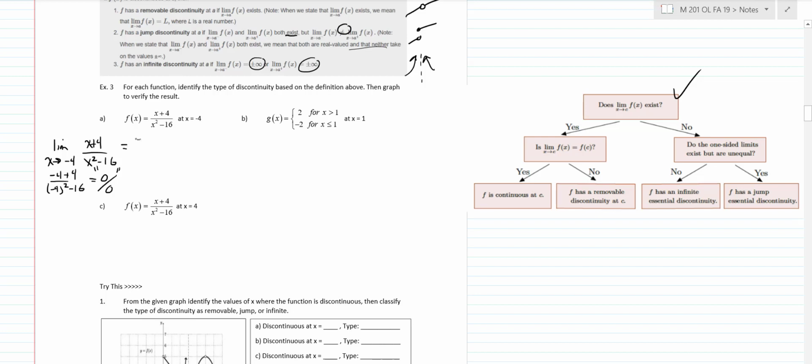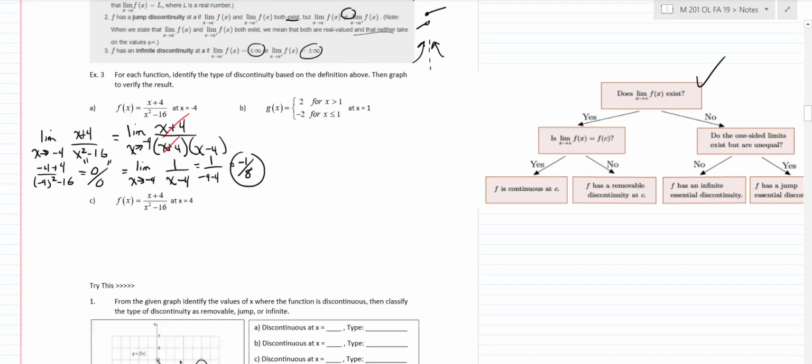So if we go ahead and do the limit, we're going to have to factor. So we have x plus 4 over x plus 4 times x minus 4. That's the difference of two squares. Okay, and then that will cross out. And then what we need to do is look at what we're left with. So we're left with the limit as x approaches negative 4 of 1 over x minus 4. So that would be 1 over negative 4 minus 4. So that is just negative 1/8 like that.